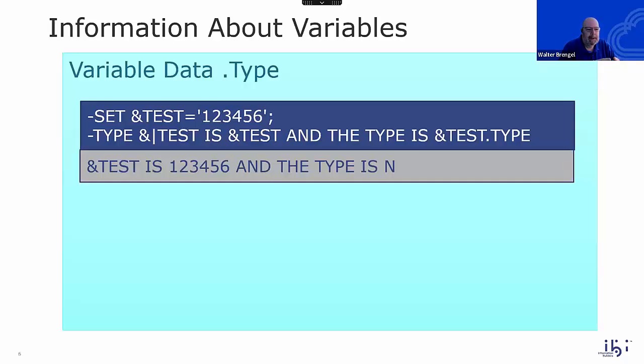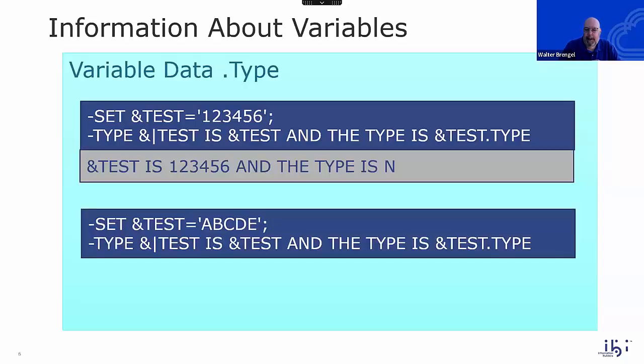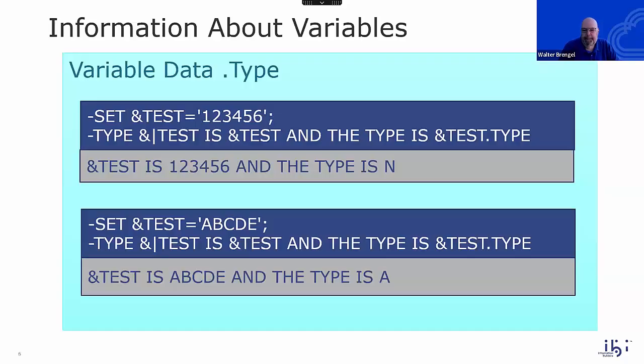In this case, I get N because it's all numbers. If I do A, B, C, D, E, this time I get an A.